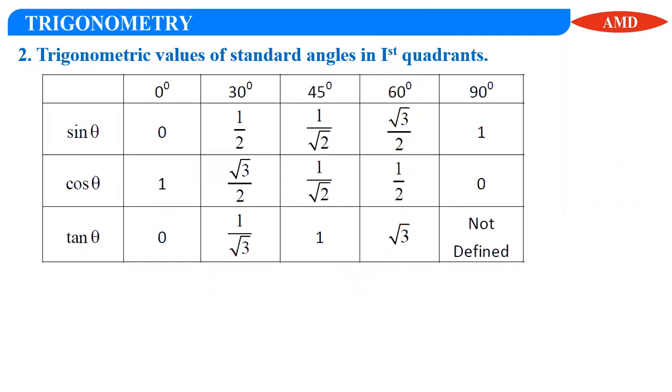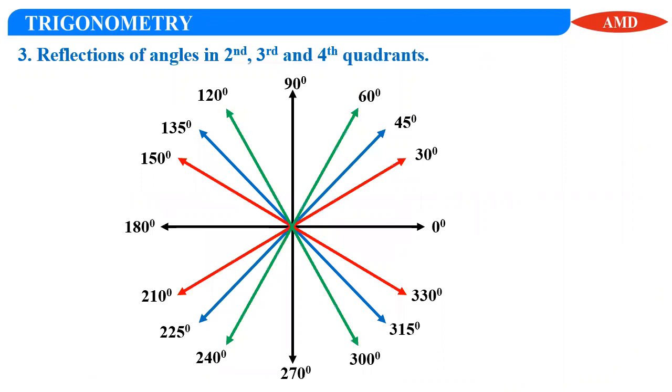The second thing that students should remember is the trigonometric values of standard angles in the first quadrant. These values we have learned in 10th standard itself. So all of us should be knowing this. Without these values, we cannot proceed to find out the trigonometric values of bigger angles. The third thing is very important that we need to know.